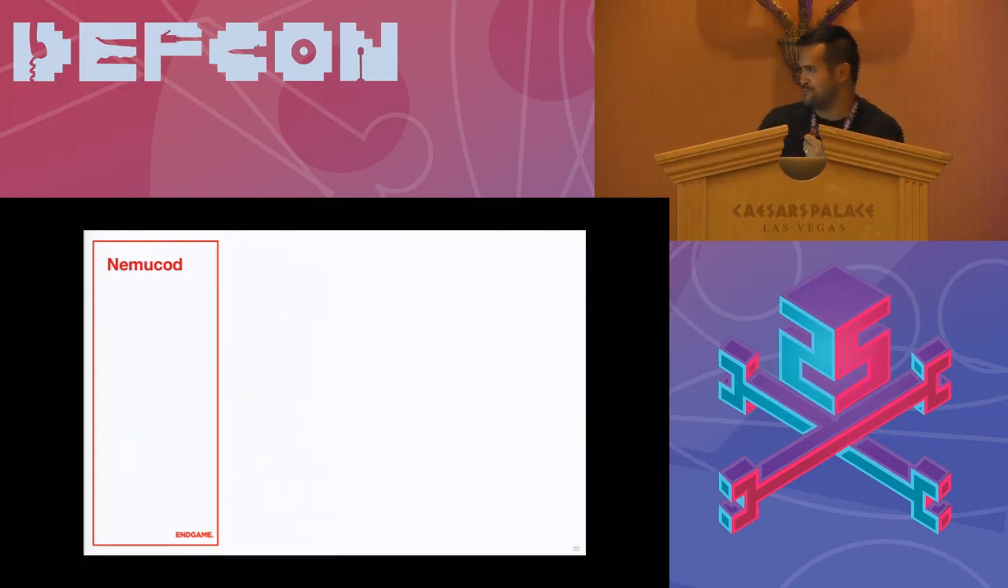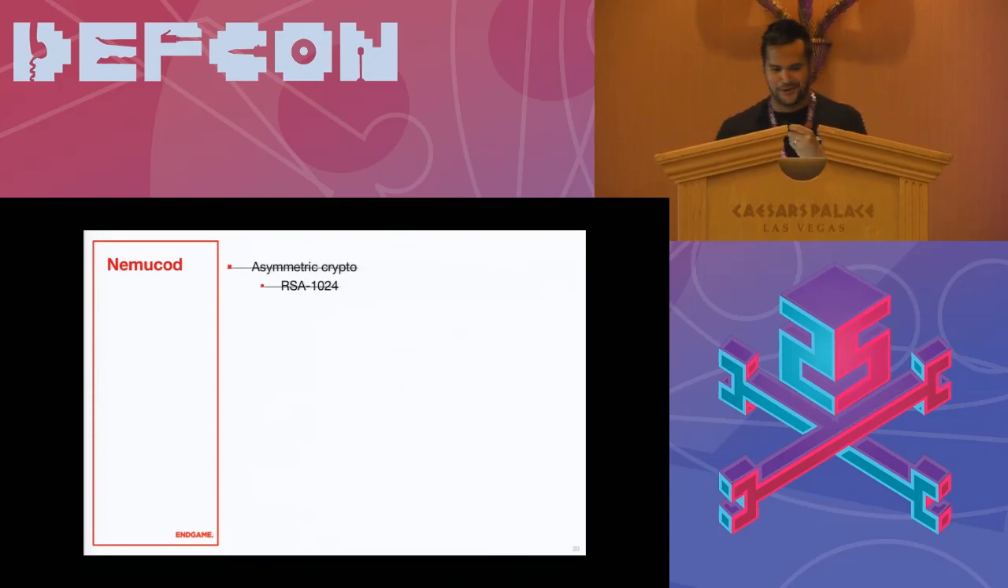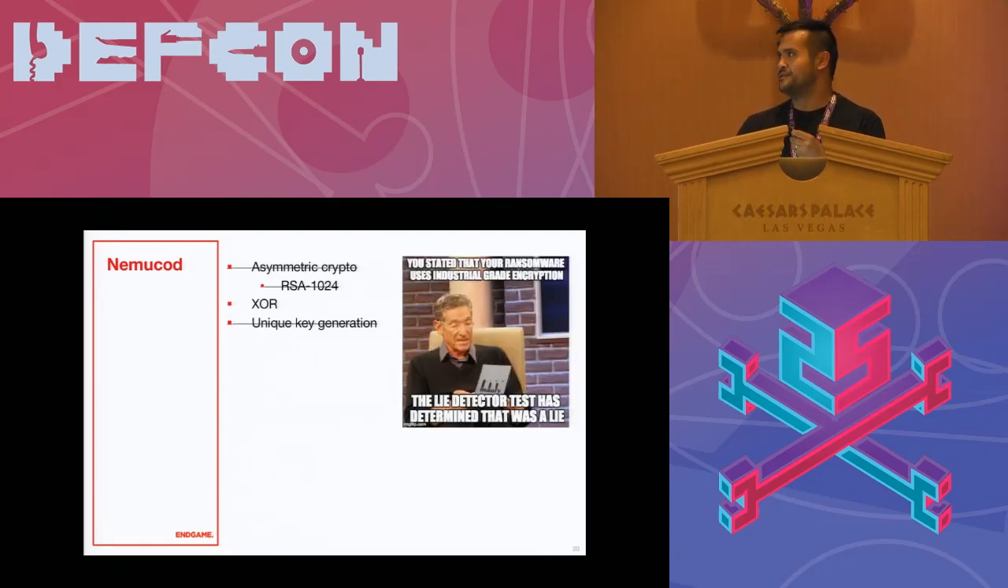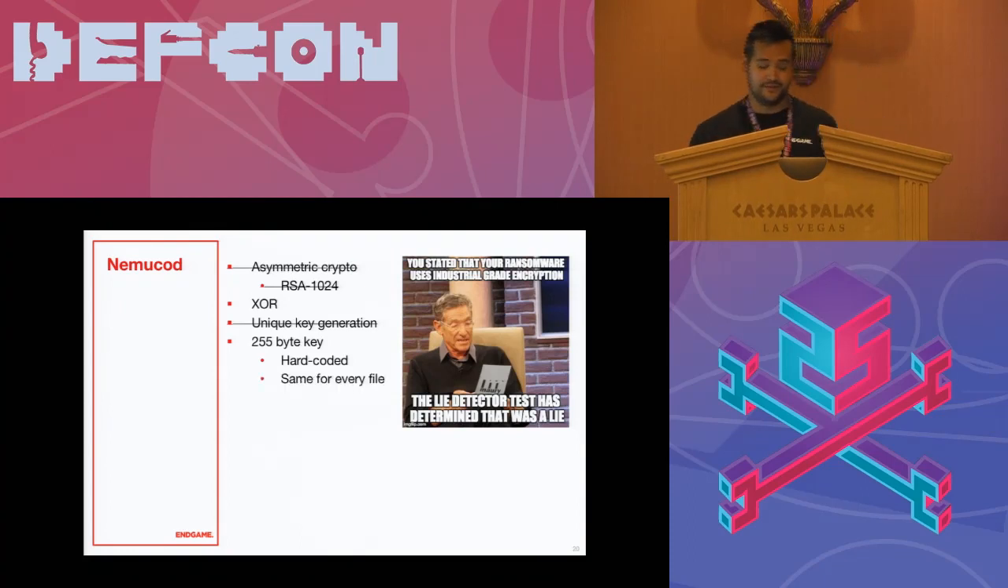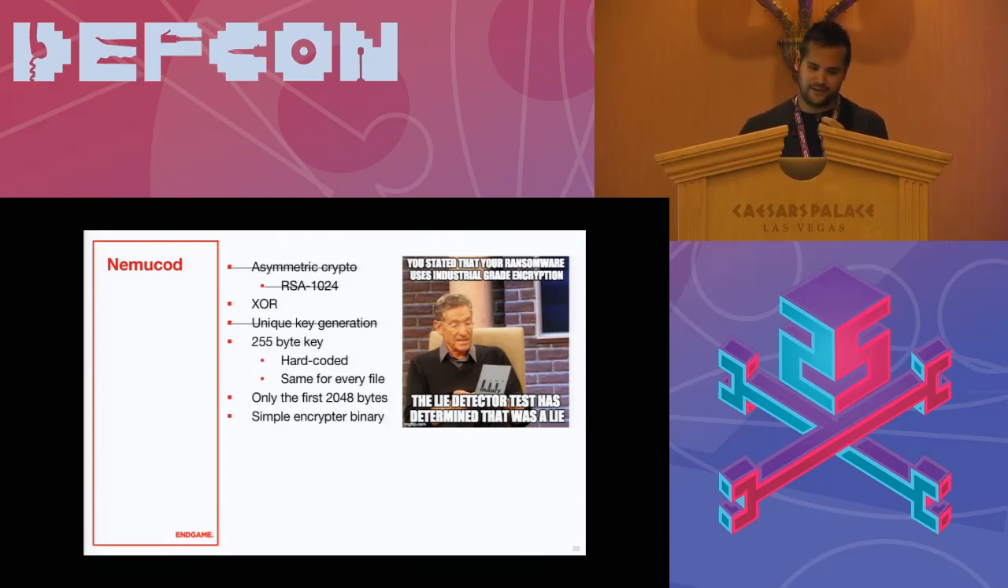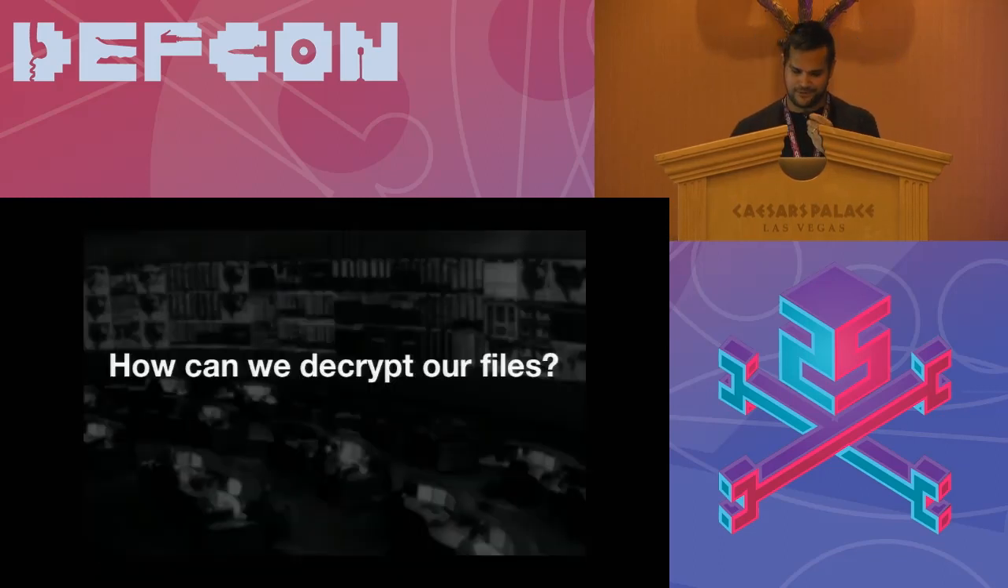So let's go over what we know. We're not using asymmetric crypto. There is no RSA code in here. It is utilizing XOR. And there is no unique key generation. It's utilizing a hard-coded 255-byte key. It's the same for every file. And it's only going to cover the first 2048 bytes. And on top of that, this is a simple encryptor binary. Okay, so knowing all that, what can we do to decrypt our files?